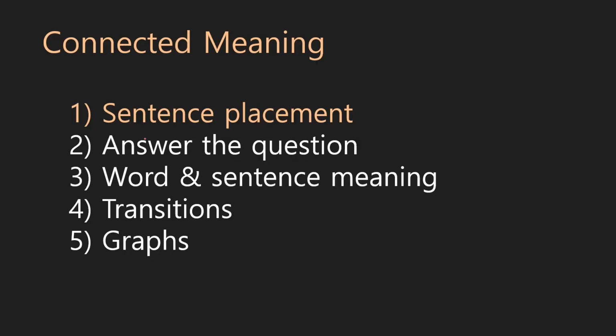We're going to start our first lecture by looking at connected meaning, the logical structure, and how to connect sentences together. Let's take a look. So connected meaning has 5 different types, as you can see right here. And in today's lecture, we're going to focus on sentence placement. Sentence placement just means, where does the sentence go?